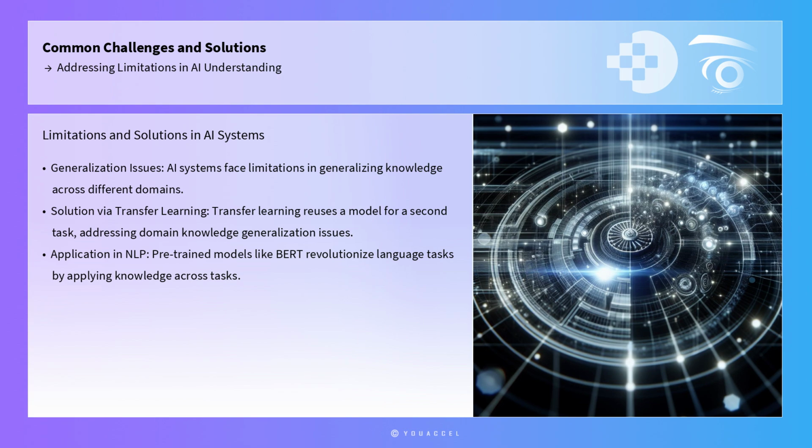AI systems also face limitations in generalizing knowledge across different domains. Transfer learning, a technique where a model developed for a particular task is reused as the starting point for a model on a second task, addresses this issue. This approach is particularly effective when there is a scarcity of labeled data in the target domain. For instance, in the field of natural language processing, pre-trained models like BERT have revolutionized the way tasks are approached by allowing models to apply knowledge gained from one language processing task to another. By leveraging transfer learning, AI professionals can develop models that perform effectively even in domains where data is limited or expensive to acquire.